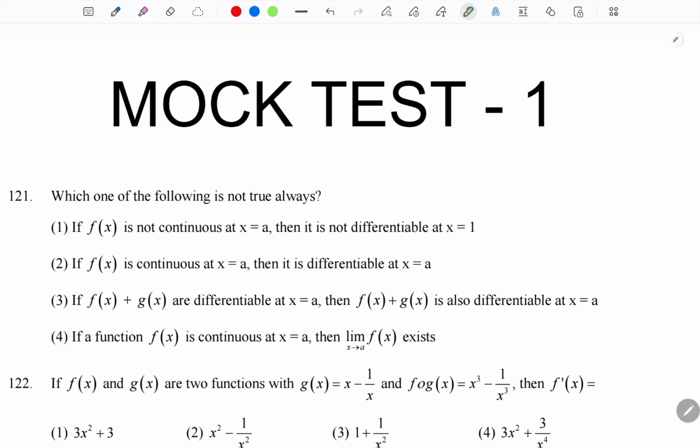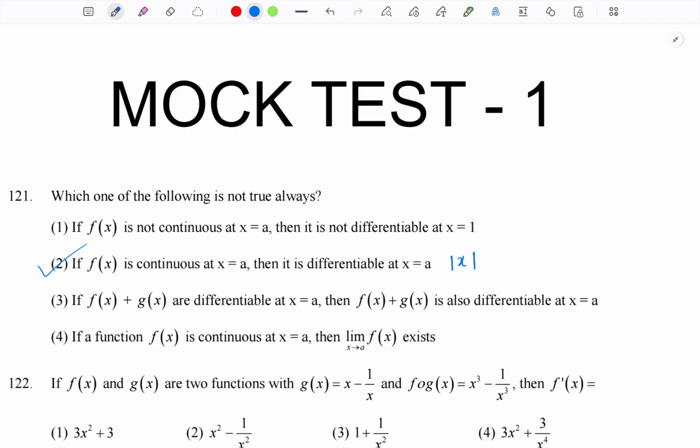Now see the first question. Which of the following is not true always? They are asking not true. If f(x) is not continuous, then not differentiable. Yes, always. If f(x) is continuous, then it's differentiable. No, it's not true, right? Why? What is the counterexample? Mod x is continuous, but need not be differentiable, right? So it is the exact correct option.